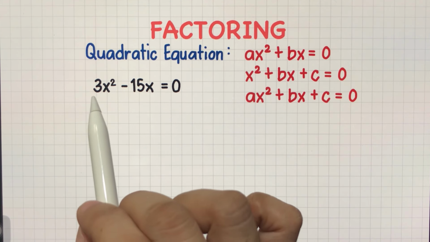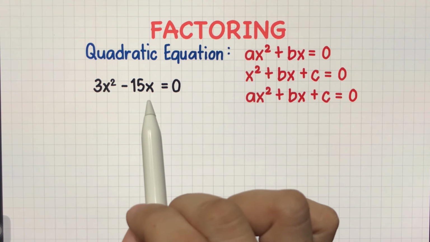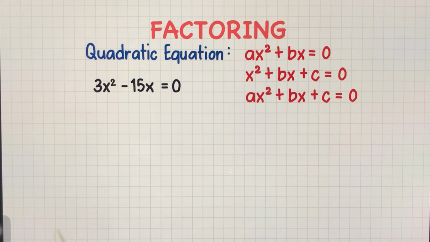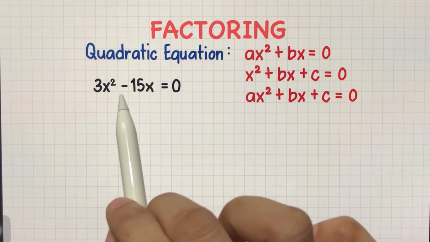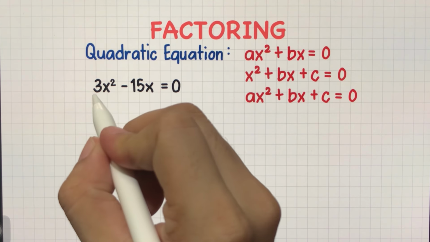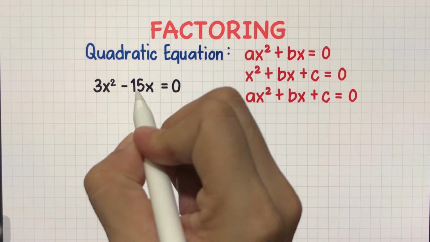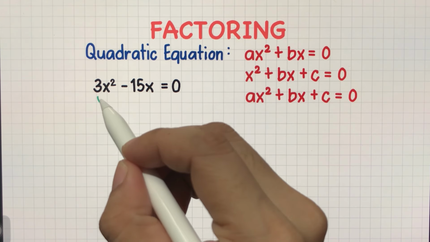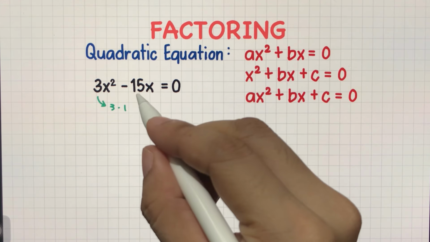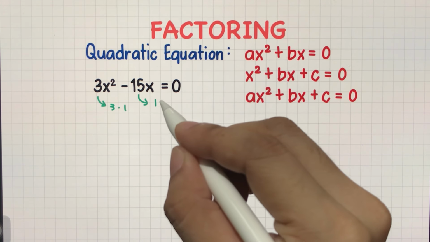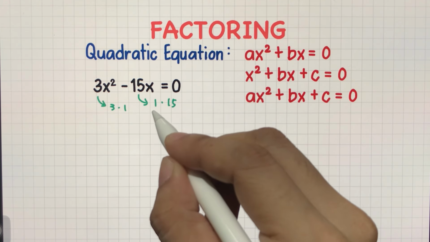So we have here 3x squared minus 15x equals 0. It has only two terms. And to solve for this, you just have to get the common factor of each term. So we have 3x squared and negative 15x. We'll start with the numerical coefficients 3 and negative 15. The factors of 3 are 3 and 1. And the factors of 15 are 1 and 15, and 3 and 5.